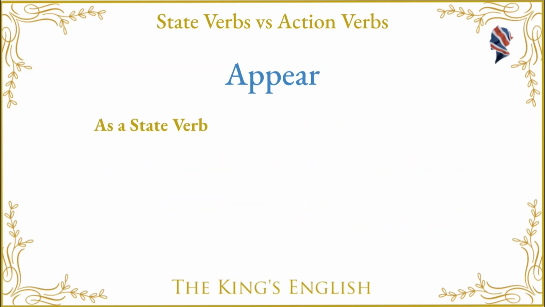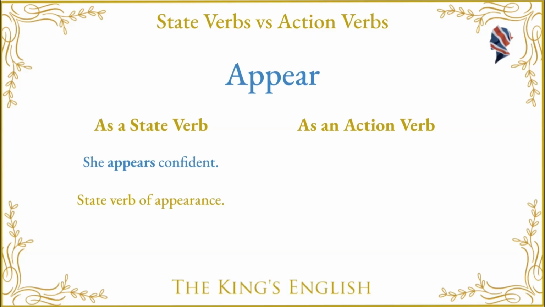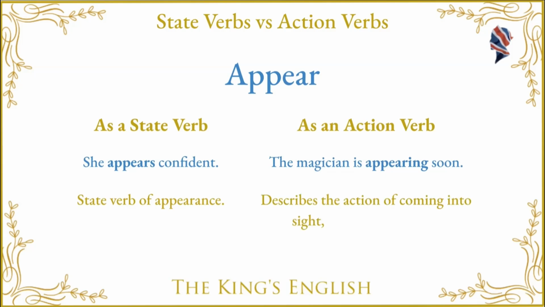Appear. As a state verb, she appears confident. State verb of appearance. As an action verb, the magician is appearing soon. Describes the action of coming into sight, not an appearance.